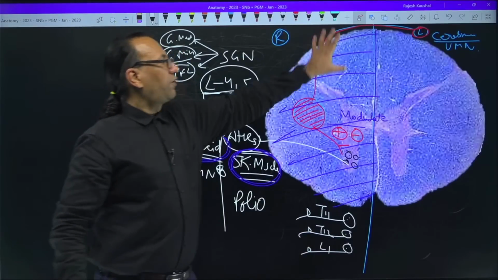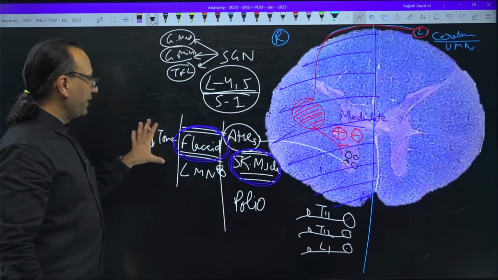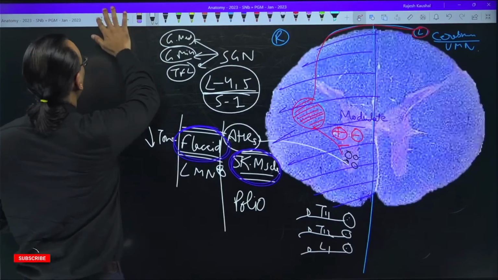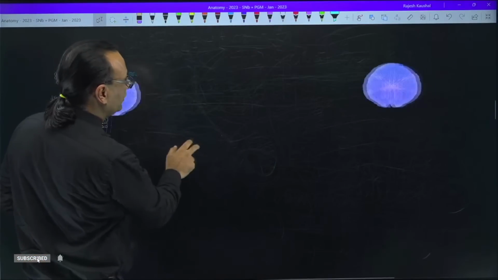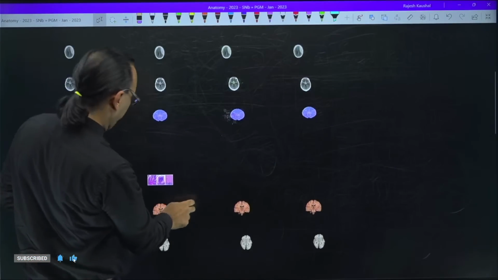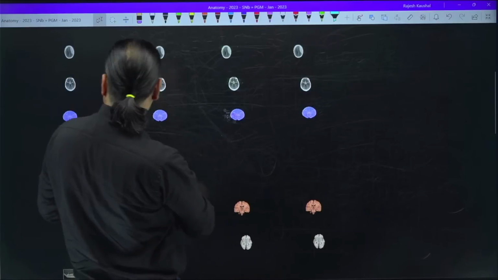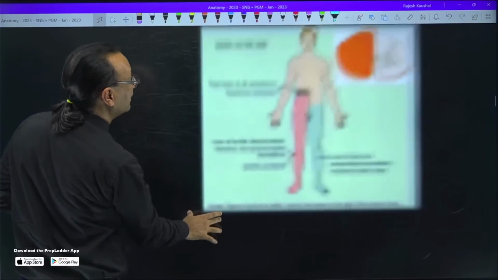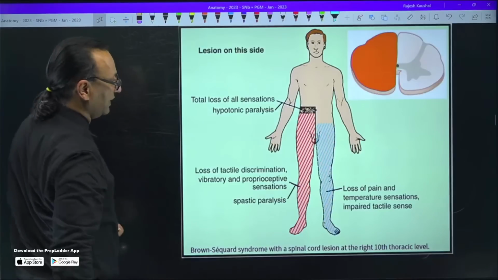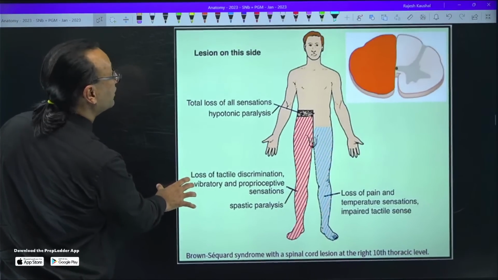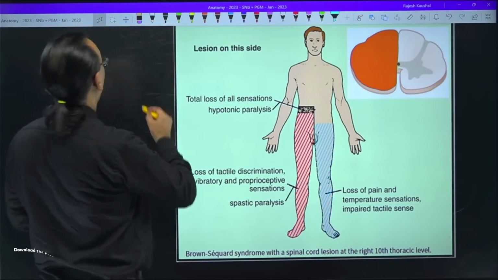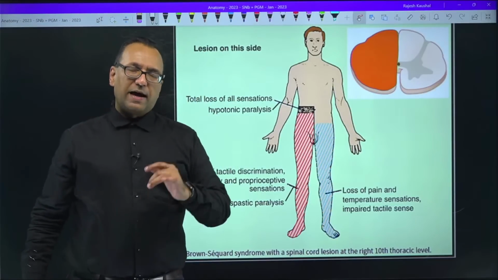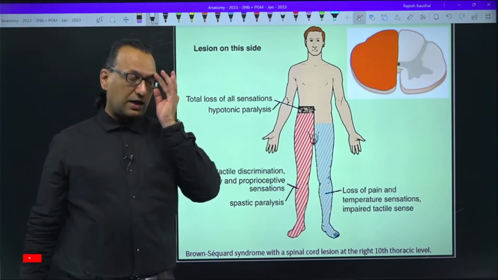So in Brown-Séquard syndrome, at the level you have flaccid paralysis, but below the level of lesion you have spastic paralysis. Let me give you this diagram, which you have in your exams. You know this. In this type of question, they are very frequently asked. I have seen that at least in the last 5 years they are asking.